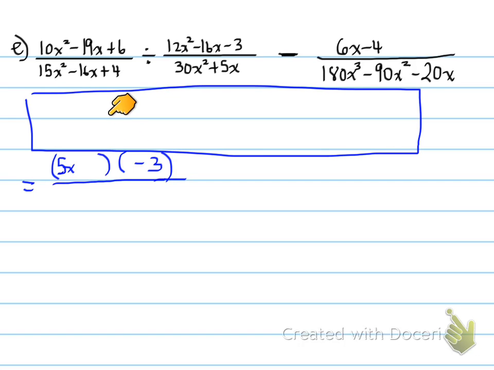Next, I need a 4. Well, the 10x squared, I'm going to get 2x here. And then from the 6, I'm going to get a minus 2. So that gives us our minus 4x when we do the OI. Next, the bottom. The product is 60 and the sum is negative 16. Well, that's going to be negative 10 and negative 6.